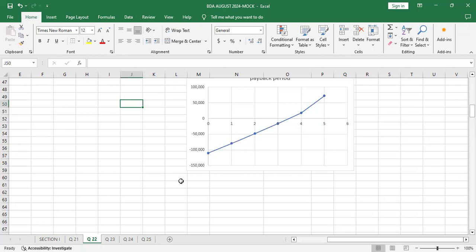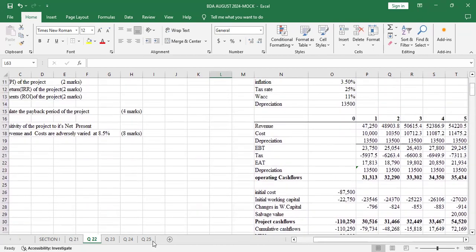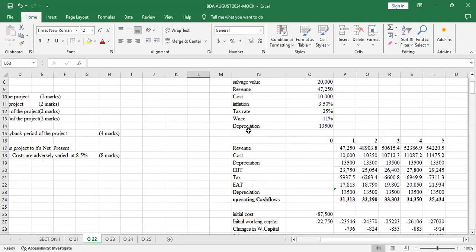I'm done with part B, so I'll go to part C. Let me read part C. They're saying, determine the sensitivity of the project to its net present value when revenue and cost are adversely varied at 8.5%. So the variance is 8.5%.